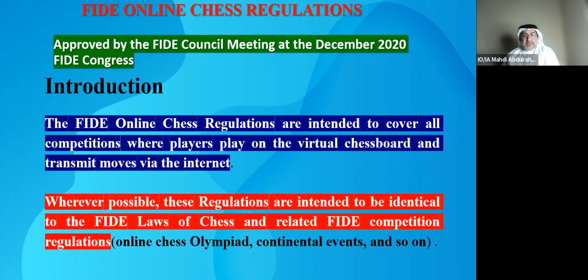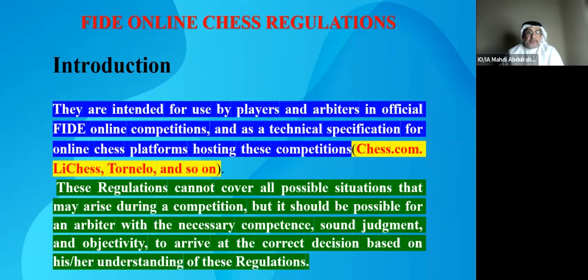Only some parts cannot be applied as over the board, such as touch move and illegal move and so on. So this will be a little different. So the online Chess Olympiad, continental events and so on, are played according to this new regulation. They are intended for use by players and arbiters in official FIDE online competitions, as a technical specification for the online chess platform hosting the competition.